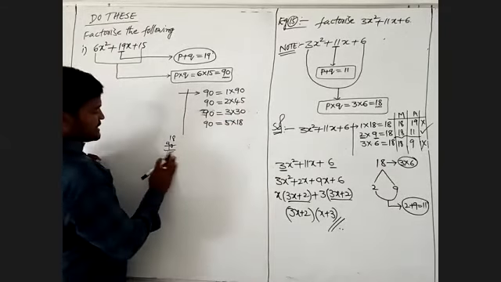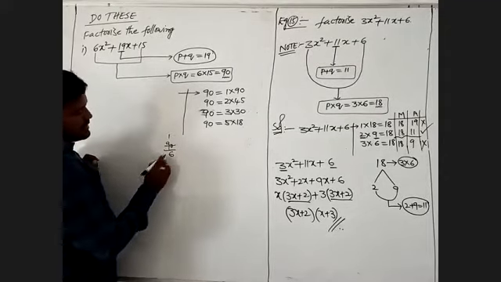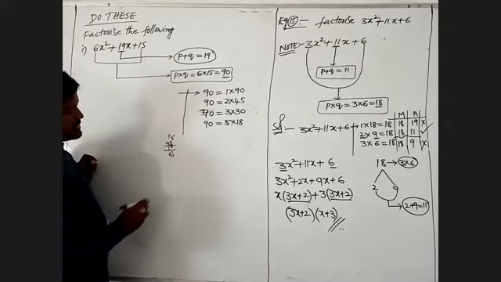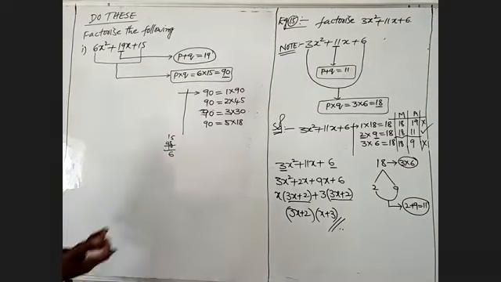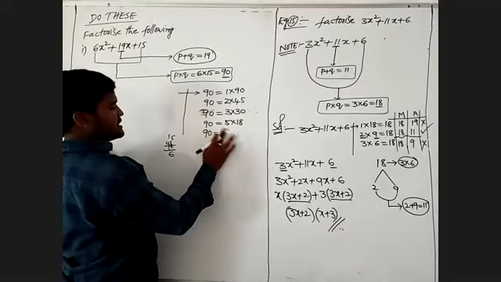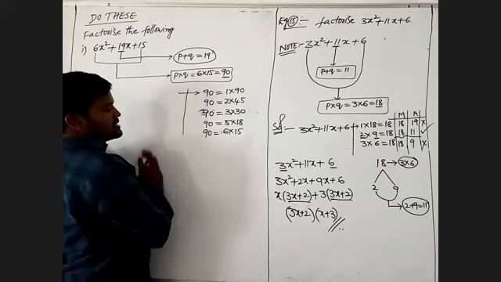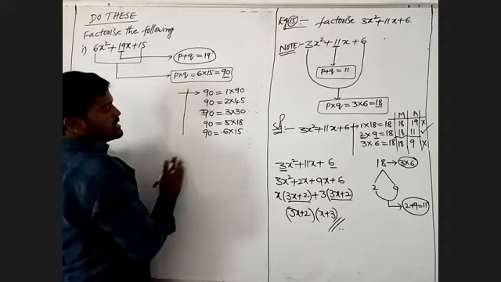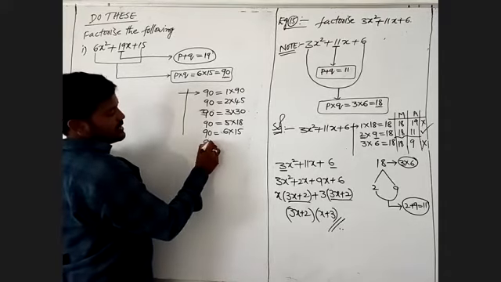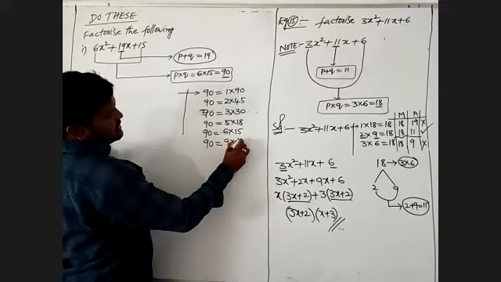After that we'll take 6. 6 into 15 is 90. Again we'll write 90 is equal to 15 into 6. 7 does not satisfy. 8 does not satisfy. 9 into 10 must be written as 90.